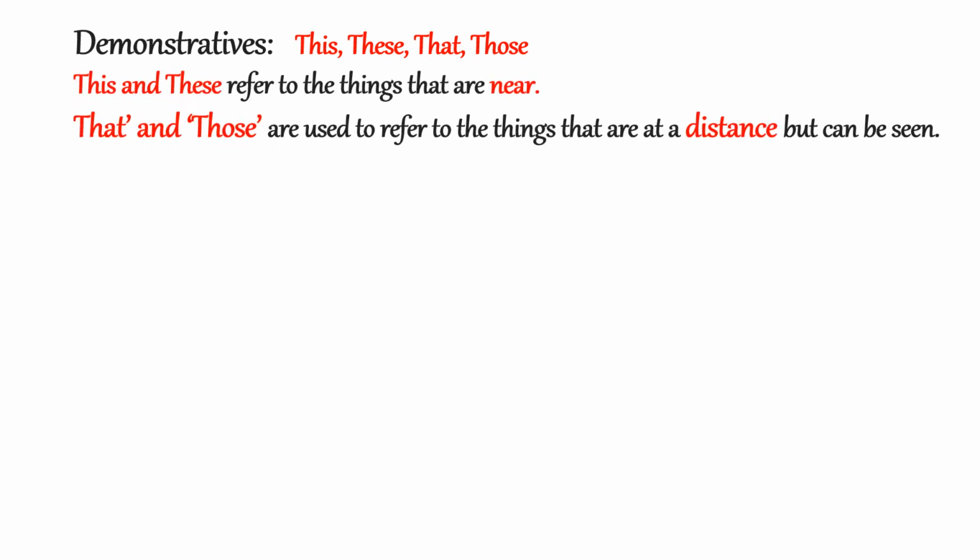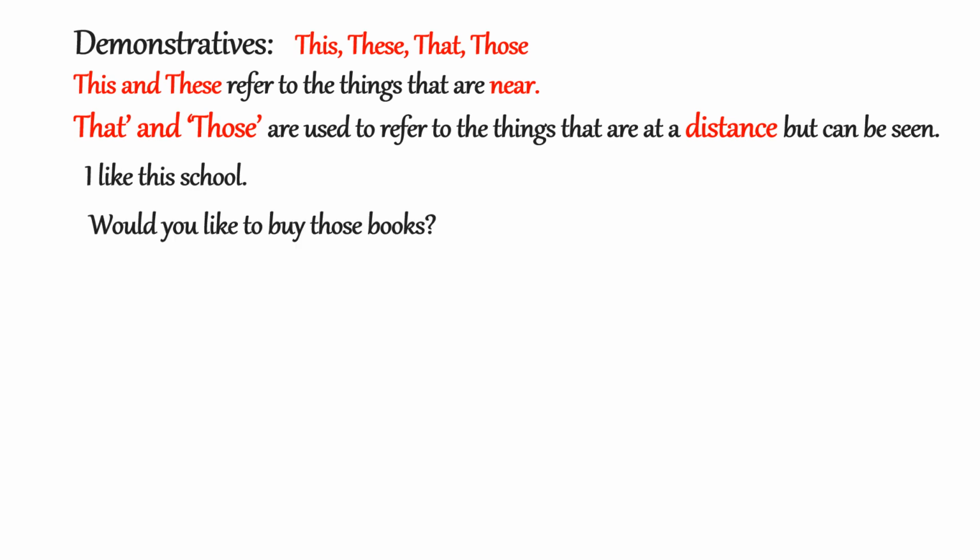This, these, that, those are demonstratives. This and these refer to the things that are near. That and those are used to refer to the things that are at a distance but can be seen. Example, I like this school. Would you like to buy those books?